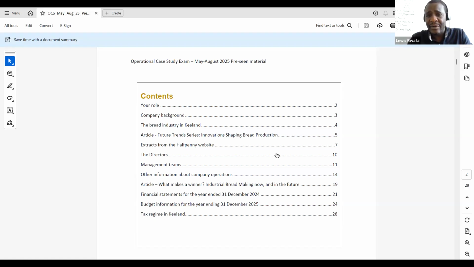Other information about company operations will be there. We get our financial statements there, income statement, balance sheet, and cash flow. Budgets, cost card, and all the budgets information is provided there, so no need to worry about it. It's all given for us, and the tax regime in that industry, in that country, in the key lands. Okay, so let's go in there.